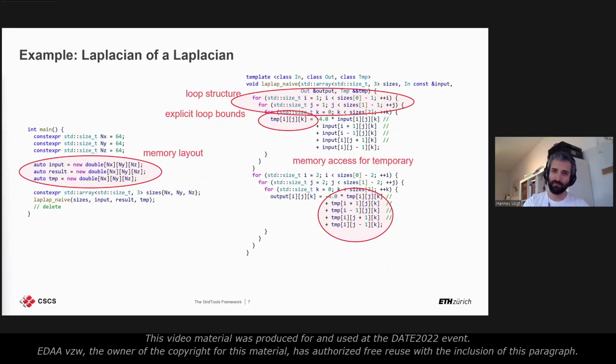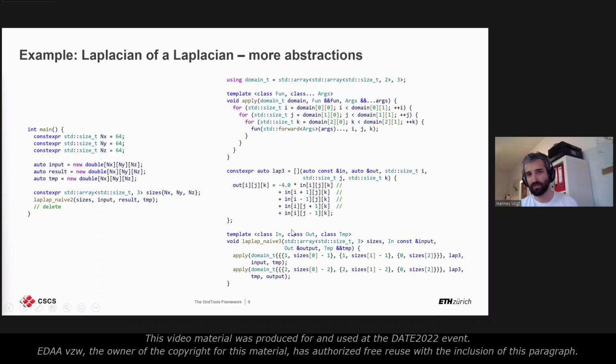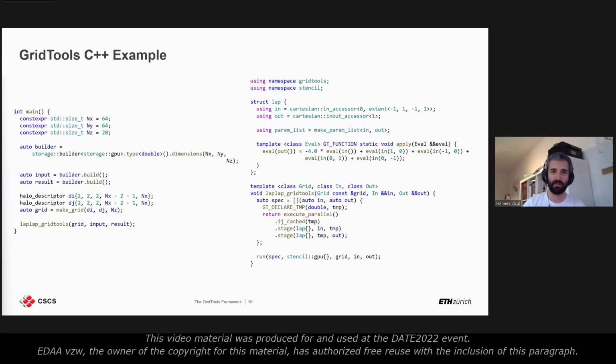Okay, of course, this is very naive code, and you can do much better. For example, you could put your Laplace operator into a function, and you call it twice on different domain sizes. And you can do even better with more abstractions. You can remove the loop structure from your concrete stencil implementation, and now you have the freedom to actually replace this apply function with, for example, a CUDA kernel call. And if you go on in that direction, you will end up with GridTools C++ or the GridTools domain-specific language.